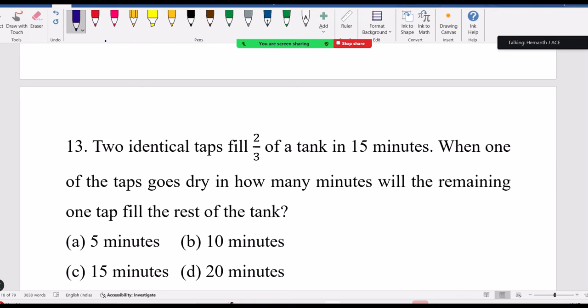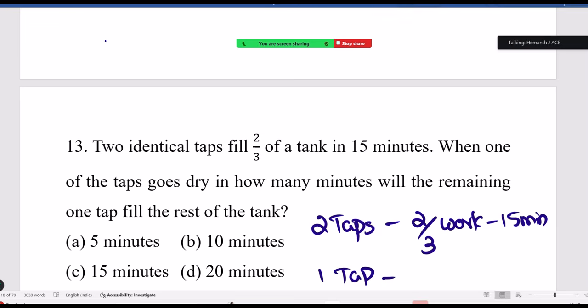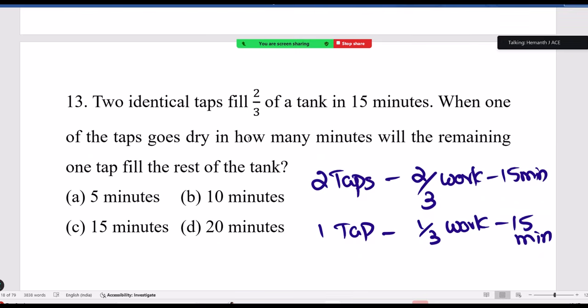Pretty much similar to that time and work question, I think. Two taps, 2/3 of the work I can say, instead of tank here, 2/3 of the work in 15 minutes. If it is one tap, I divide by 2. If you divide by 2, one tap can do 1/3 of the work in the same 15 minutes only. So the answer is 15 minutes. Very simple, no need for many formulas.